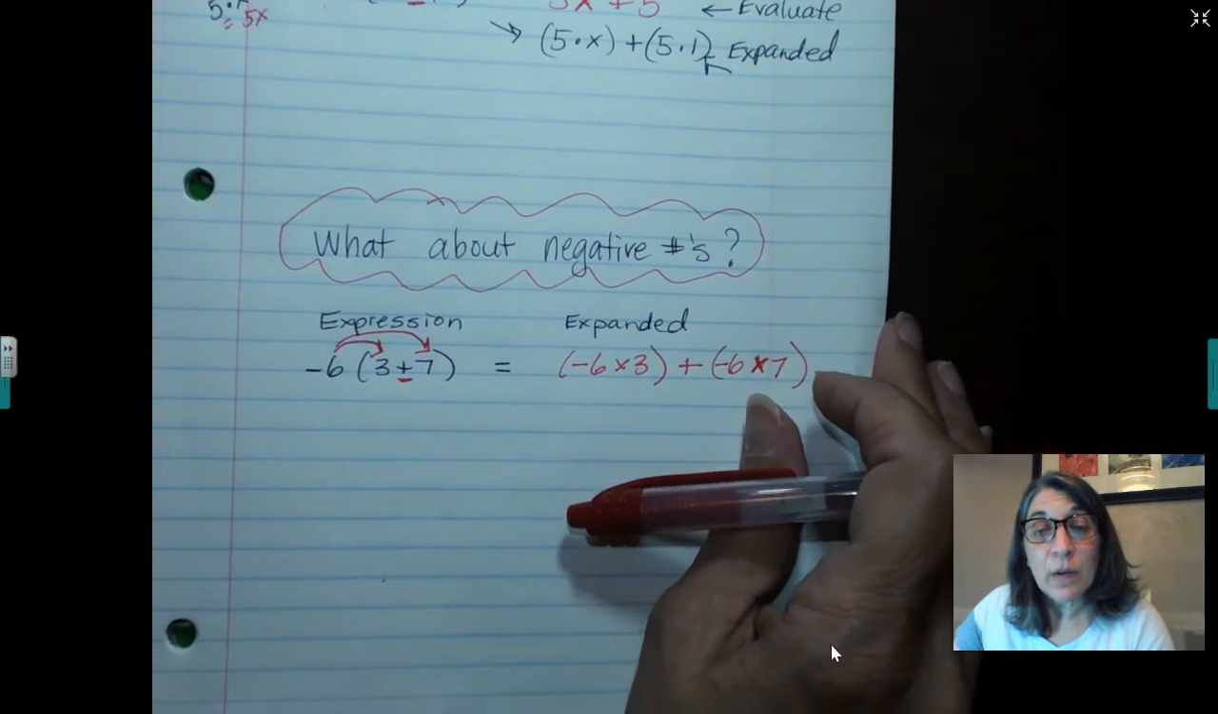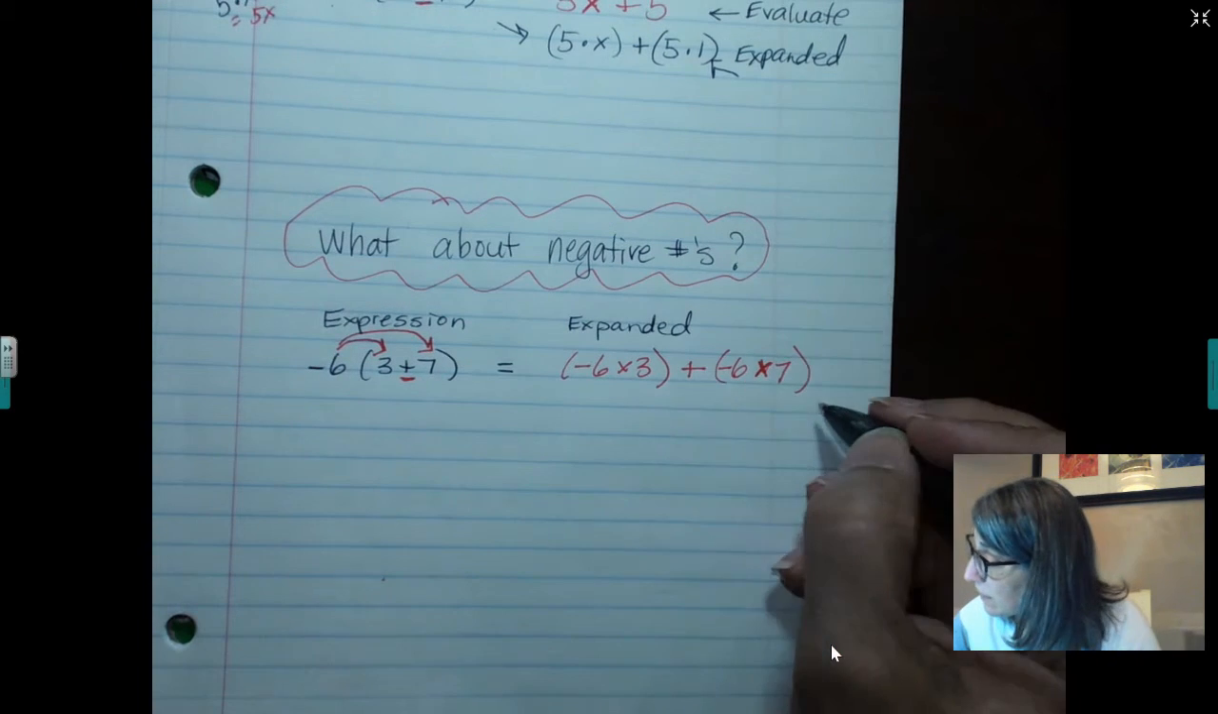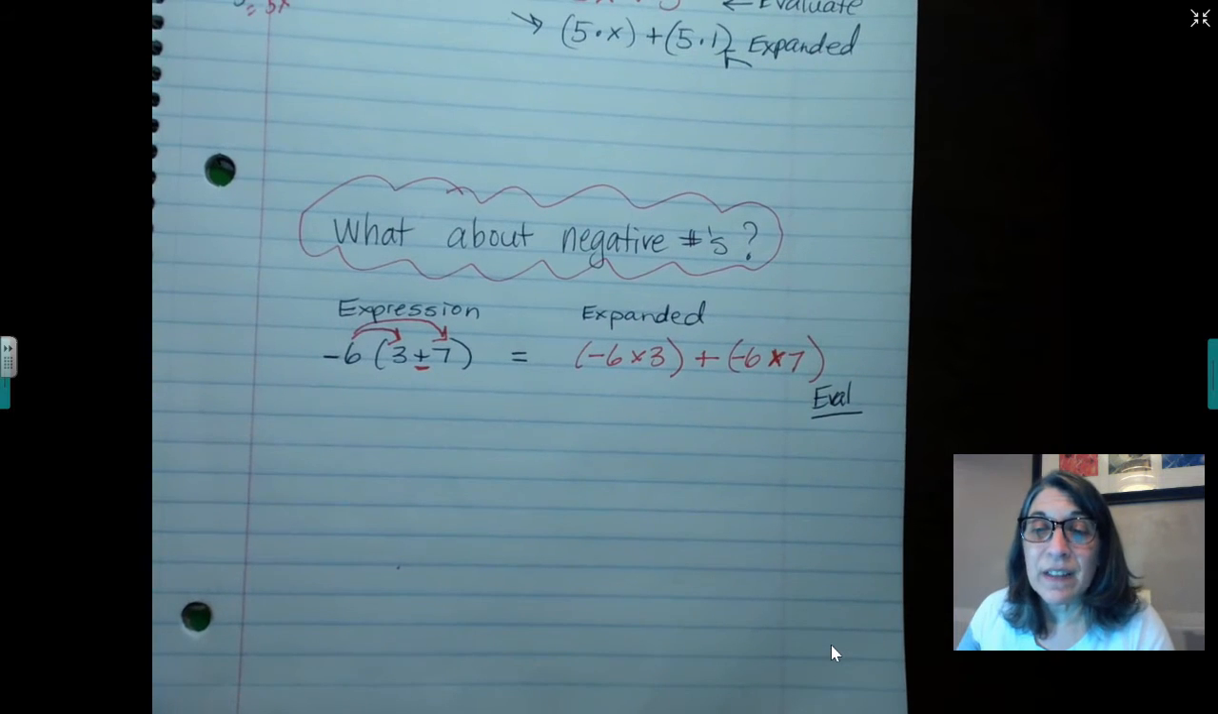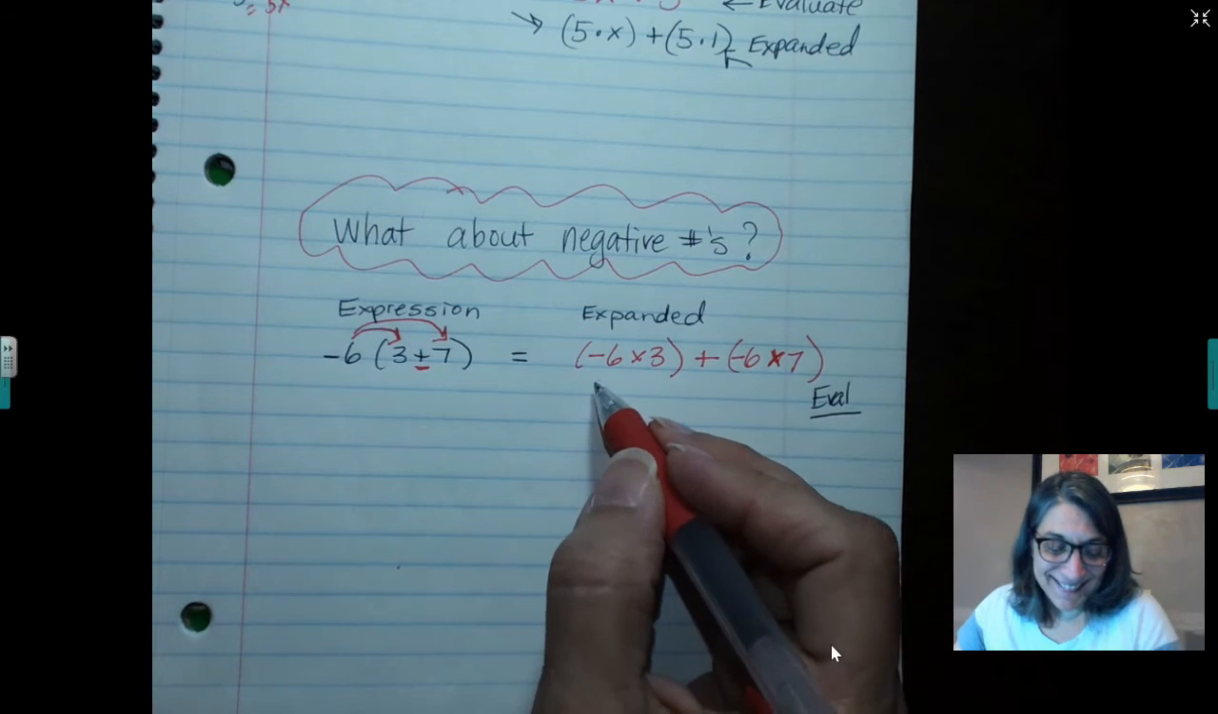Now if I want to evaluate it, I'm just going to abbreviate eval. There really is a V there. You just can't see it. I'm messy.